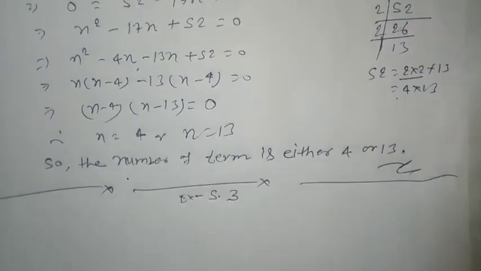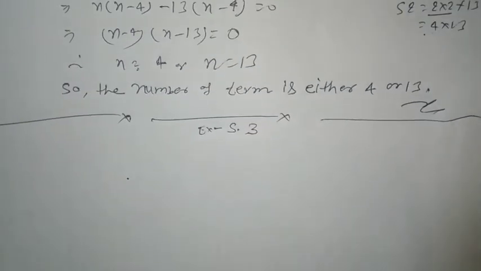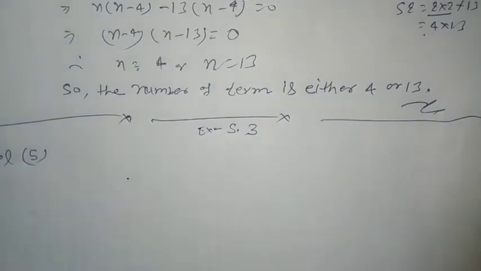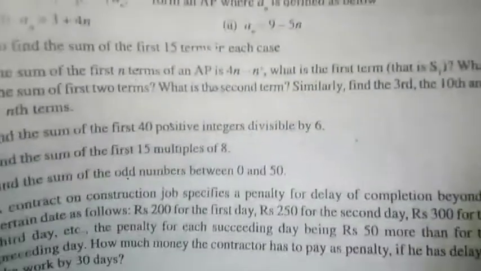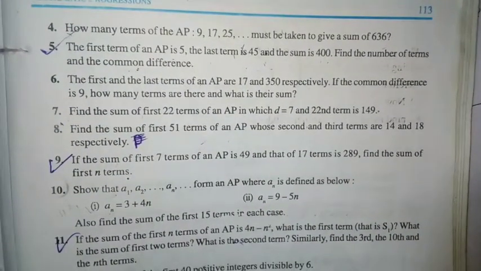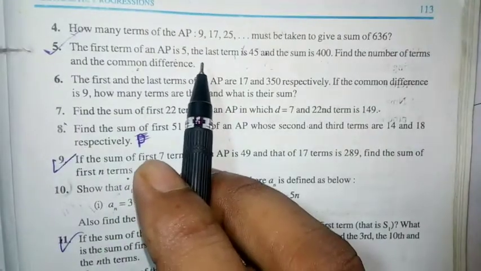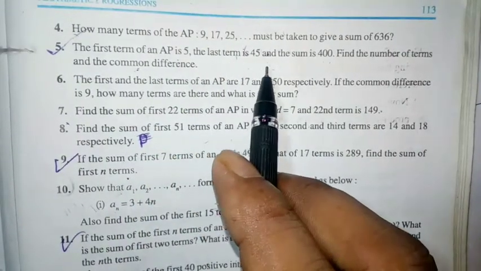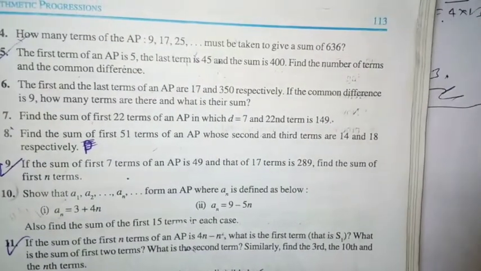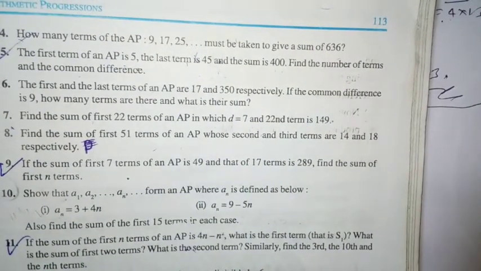The next question, question number 5. The first term of an AP is 5, the last term is 45 and the sum is 400. Find the number of terms and the common difference.